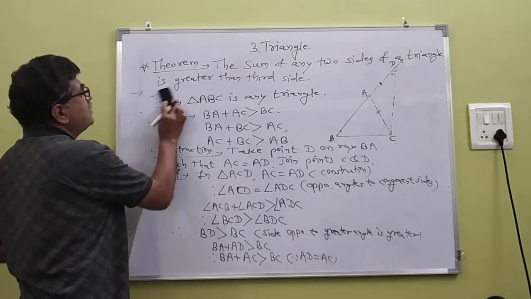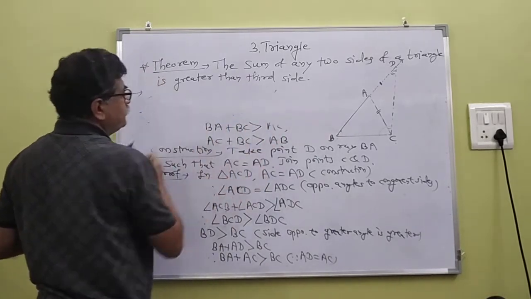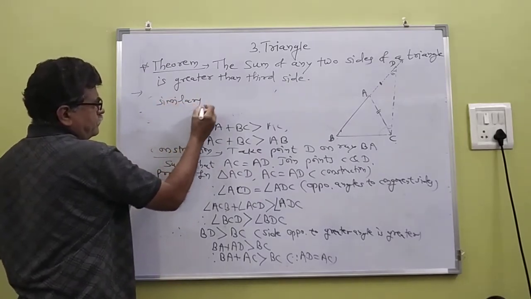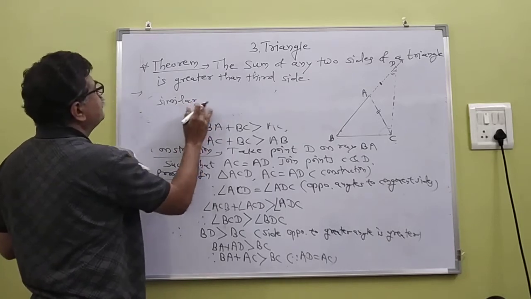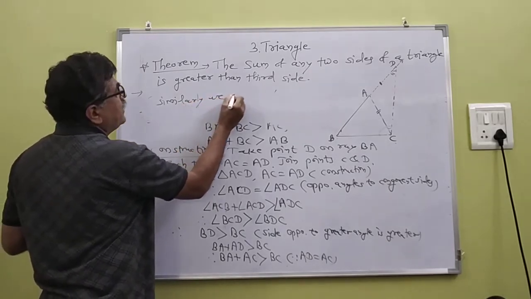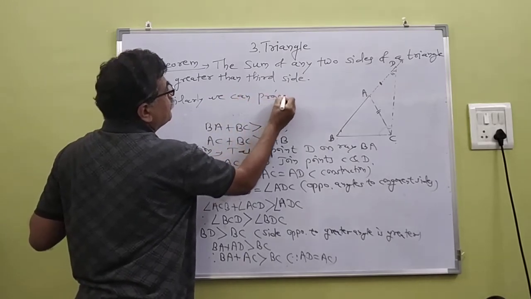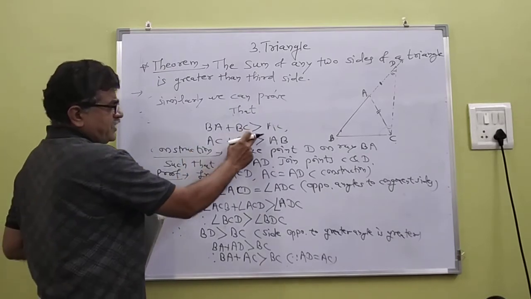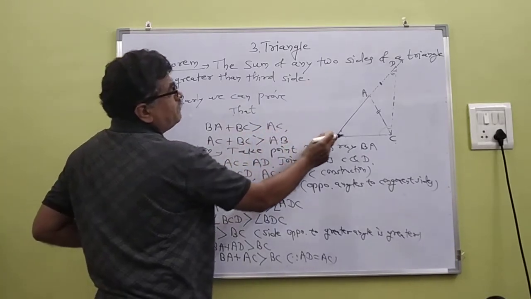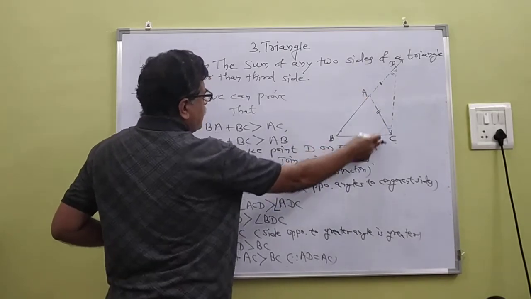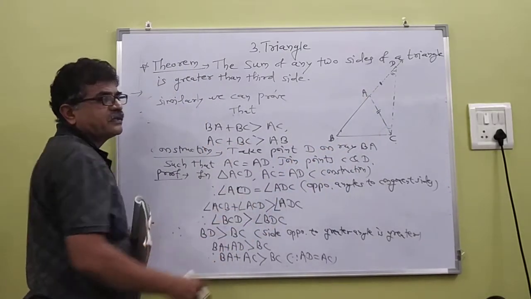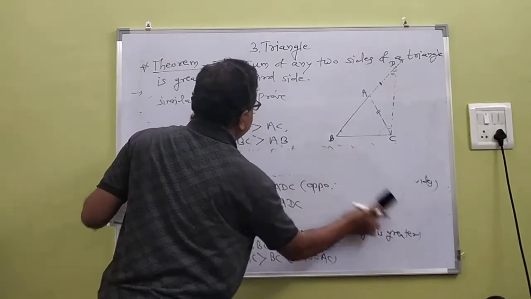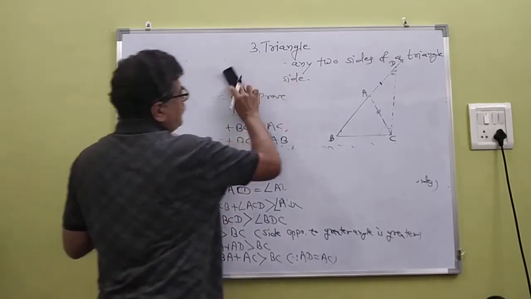Now, similarly, we can prove that BA plus BC greater than AC, and AC plus BC greater than AB. Now this is the proof of this theorem.